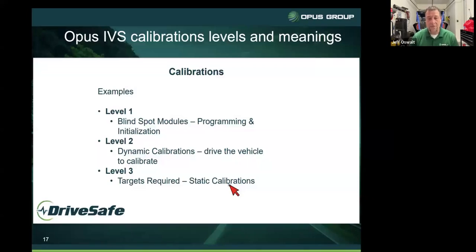Initialization is a big one on that. Ford is a big one on initializations. Rear camera comes off the car and is put back on, whether it was a tailgate, a lift gate, or just the camera itself, Ford wants that camera reinitialized to the vehicle. So we call those level ones. Dynamics is level two, and level threes with Opus are going to be statically calibrated. So you are going to need targets in order to do those calibrations.